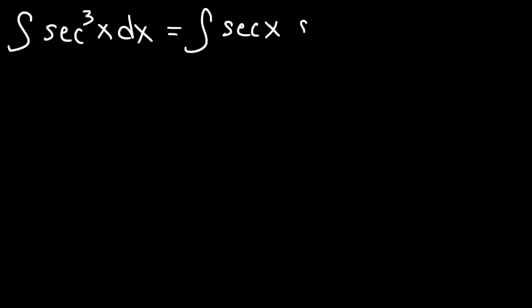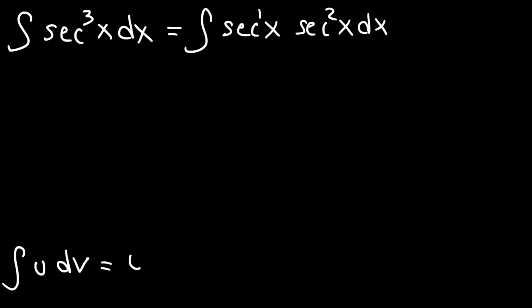In this lesson, we're going to integrate secant cube x dx. So what's the first thing we need to do? Let's split it into two parts. We're going to say secant x times secant squared x dx. And what we need to do is use integration by parts. The integral of u dv is equal to u times v minus the integral of v du.